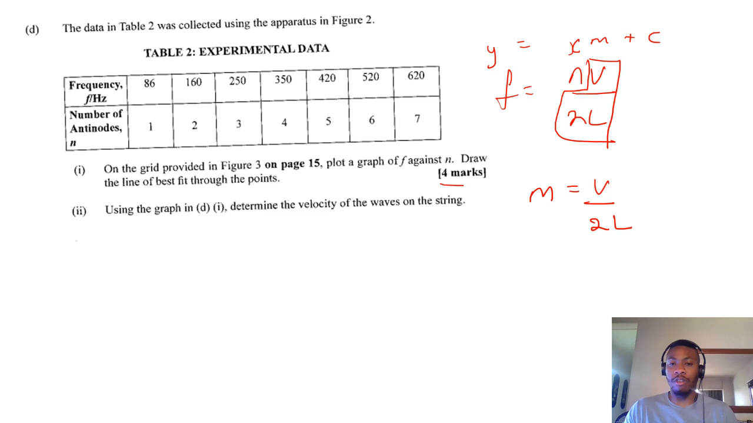Then they ask you to use the graph to determine the velocity of the string. Now, clearly the question did not tell you anything about the velocity, but using the formula that we know pertaining to frequency and the antinodes, we can take that equation and linearize it such that we can figure out what the velocity is going to be. So let's see if we can do that together quickly.